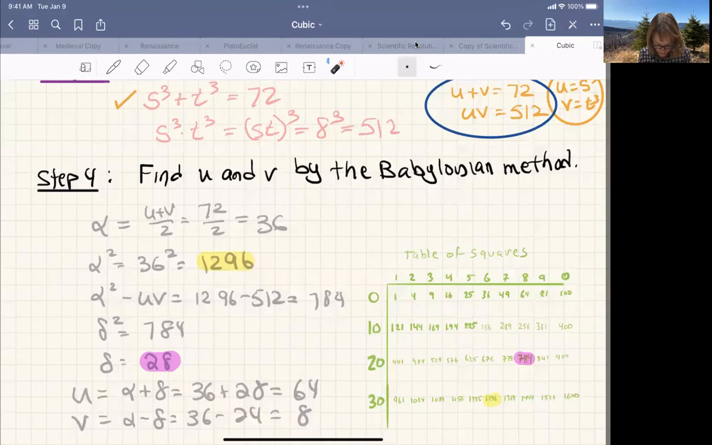So now we know what alpha and delta are. And so the first number, u, is alpha plus delta, which is 64. The second number, v, is alpha minus delta, which is 8. So now we know what u and v are, and then we just need to substitute back to find out what s and t are, and then we need to use that to find x.